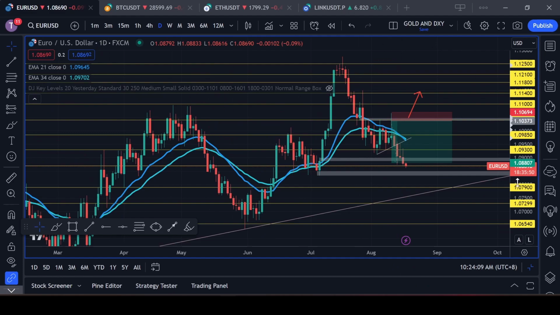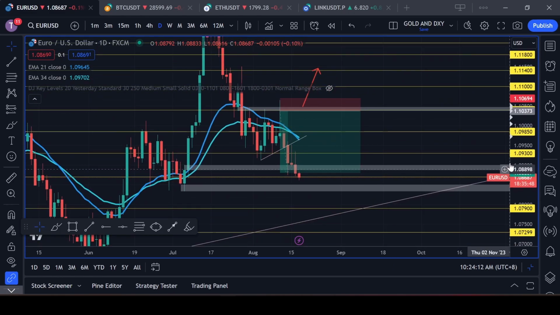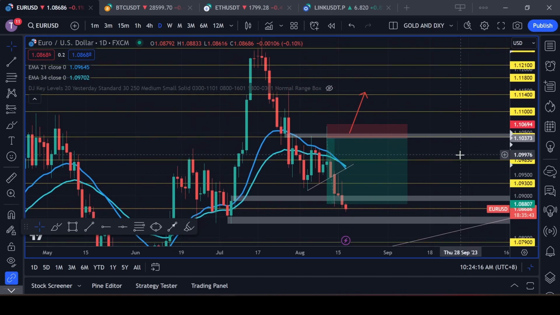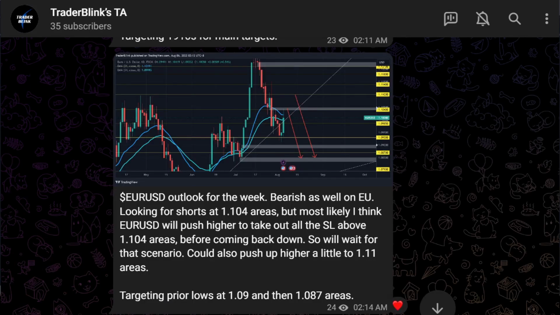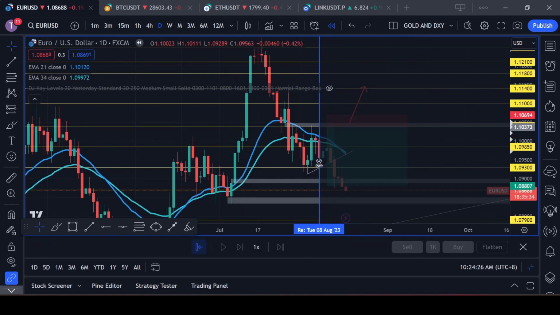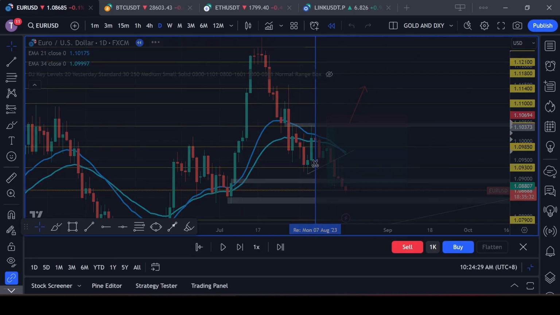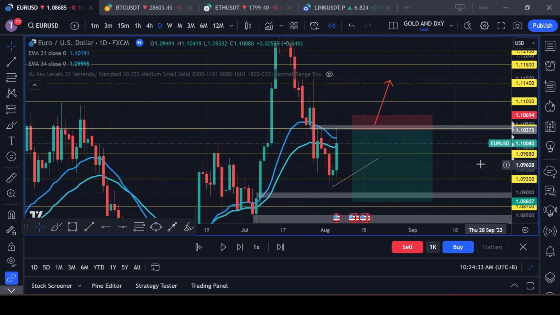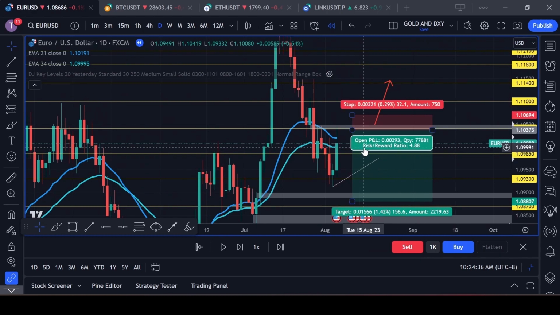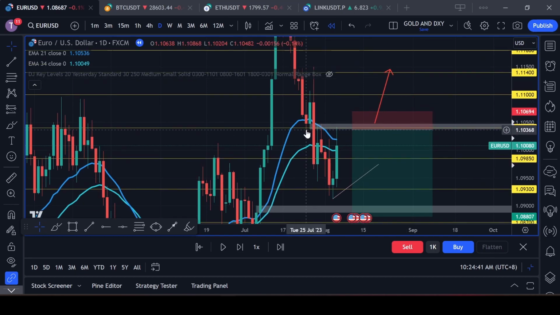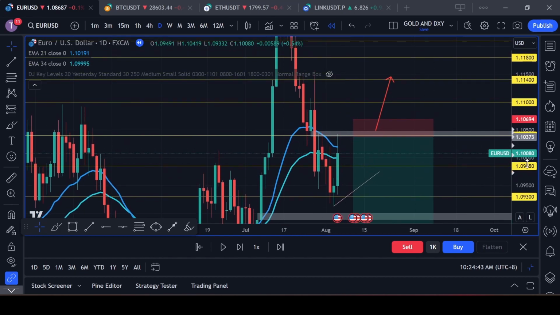Coming back to the EURUSD chart. Okay, this is on the daily chart. So I posted on my free Telegram group, I posted this short idea on EURUSD at the start of the week. So I shared at the start of the week that I expect EURUSD to push back up to around the 1.104 areas, which is my key level on the higher time frame on the EURUSD chart.